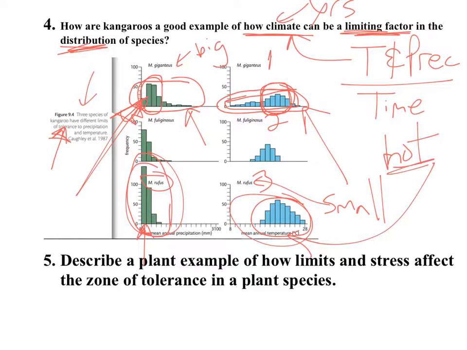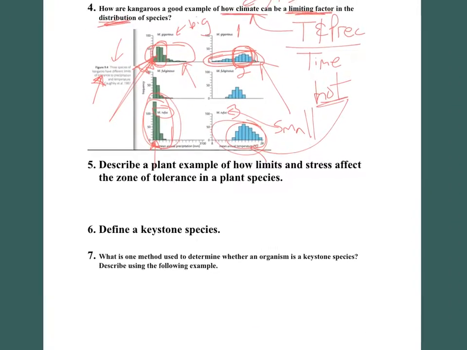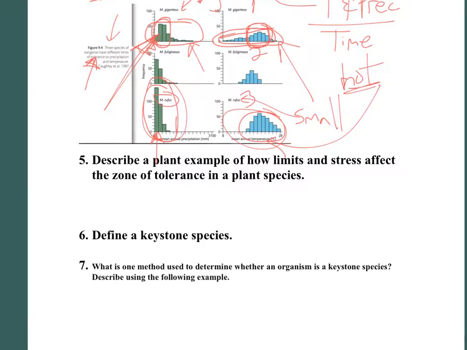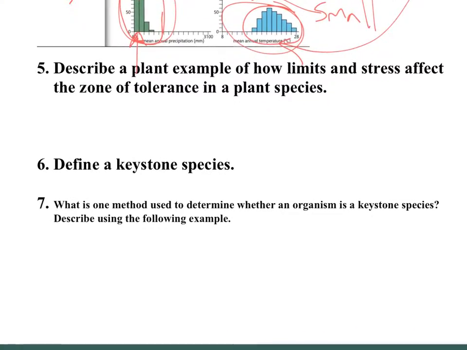And we can look at kangaroos and expect them to be very specific in their temperature and precipitation. So you will read that in the chapter, but we are interpreting the graph to understand how climate, or temperature and precipitation, can be a limiting factor in its distribution, which is where the animals exist. As you can see, they have to be in a certain temperature and precipitation, which puts them in a certain area of Australia. That's the only place that kangaroos live.